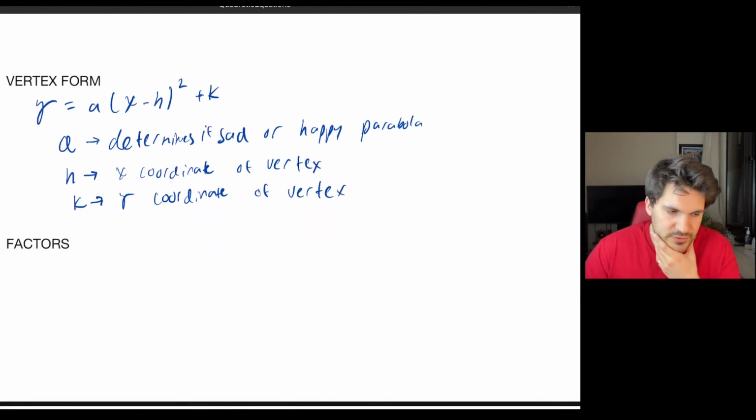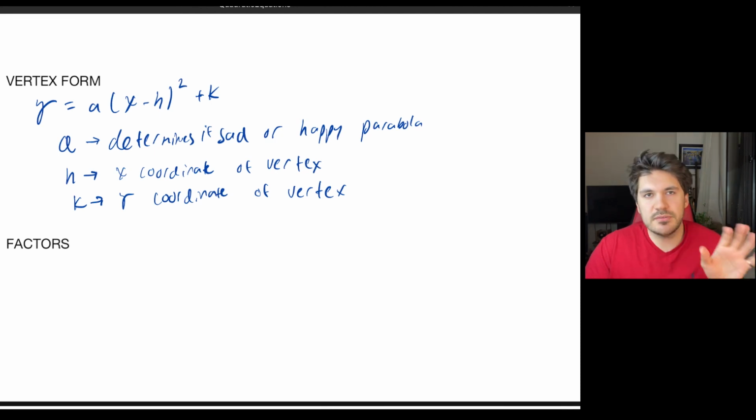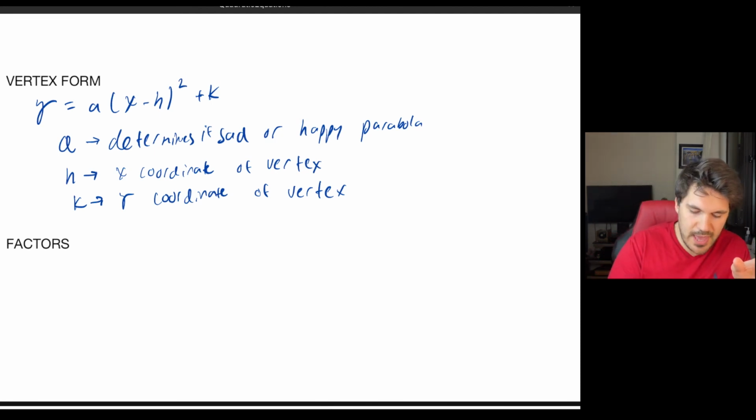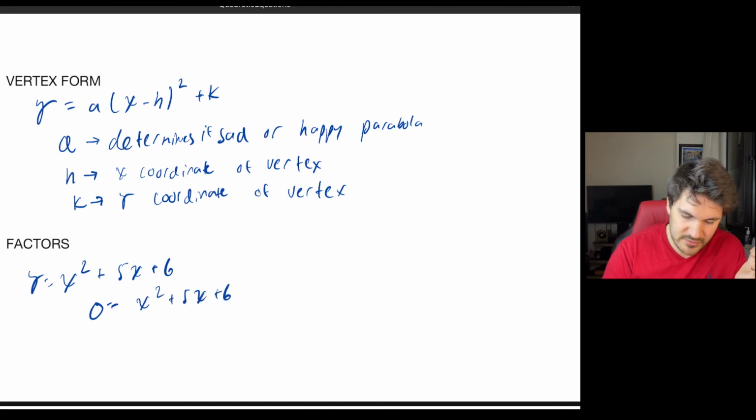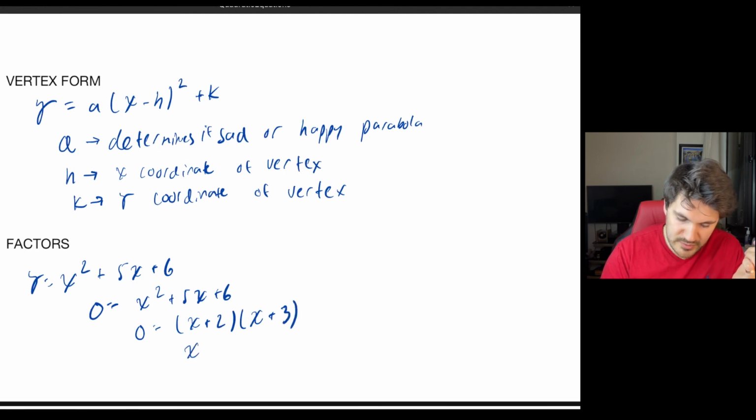And now factors. I bring this up as a little thing because this appears sometimes. So, for example, let me give you a regular quadratic. Let's say we have y equals x squared plus 5x plus 6, and let's say you want to factor it. So we're going to do 0 equals x squared plus 5x plus 6. So 0 is equal to x plus 2 times x plus 3. So x is going to be equal to negative 2 and x is going to be equal to negative 3.